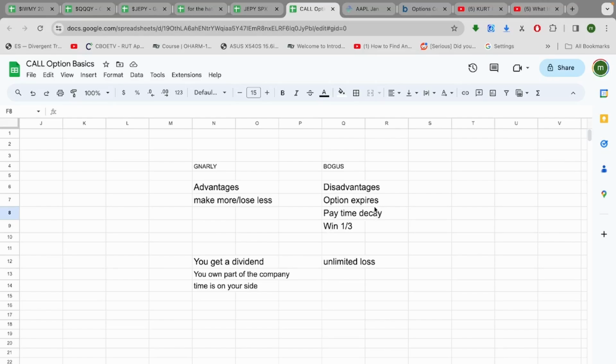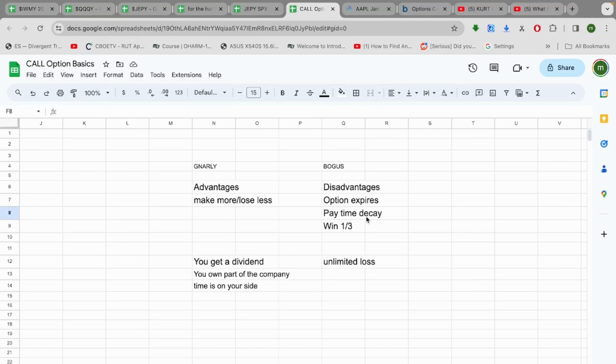This time decay and the fact that the option only has a limited lifespan is the reason why I always say when you buy options, you win, generally speaking, 1 out of 3 times. When you sell options, generally speaking, you win 2 out of 3 times. The difference is because the buyer of options has to pay the time decay, and paying the time decay makes it harder to win.